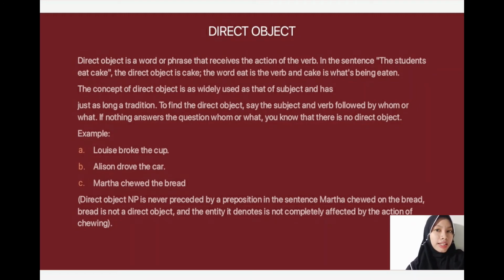Okay, let's move to the example of a direct object. Louis broke the cup, Allison drove the car, Martha chewed the bread. Direct object is never preceded by a preposition. In the sentence, Martha chewed on the bread. Bread is not a direct object, and the entity is not completely affected by the action of chewing.